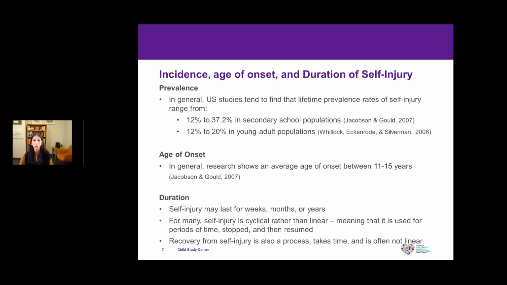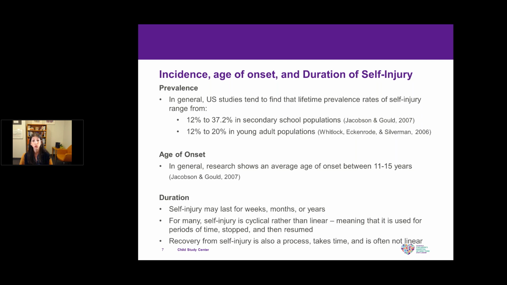Now I'm going to review some of what we know about the prevalence, the age of onset of self-injury, and the duration of self-injury. So in general, US studies tend to find that the lifetime prevalence rates of self-injury range from about 12 to 37% in secondary school populations, and from about 12 to 20% in young adult populations. Again, as you can see, this is quite a range, and that varies based on how the study was done, what population they were looking at, and things like that.